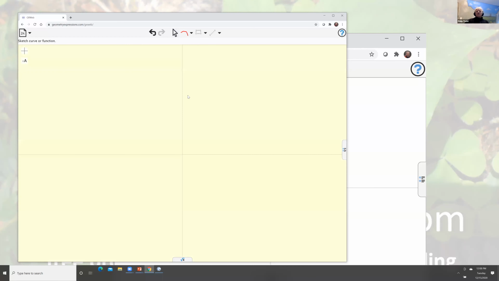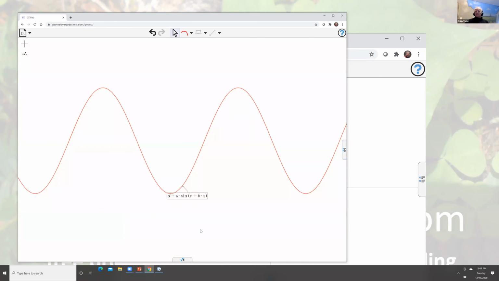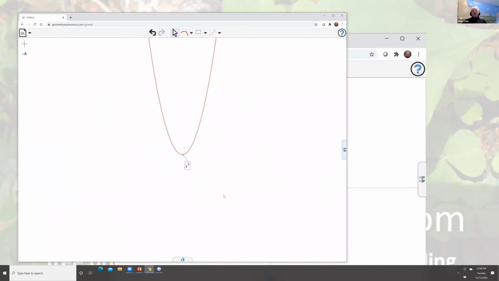So here's a function. We get the yellow notepad to say you've got to do something to get it white again. So if I sketch a function, Geometry Expressions will take a guess as to what I meant. So it's guessing here that I meant a sine, and it's put in some parameters and fit them to what I sketched. Of course, that's not what I wanted. I want x squared. You can always override what it gives you. So there's my function y equals x squared.